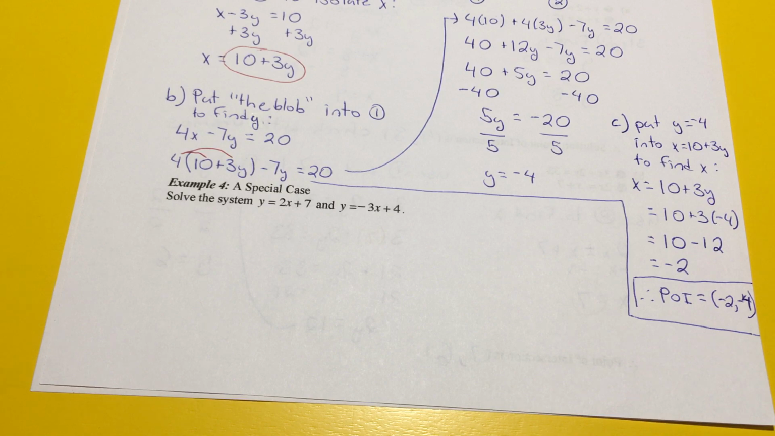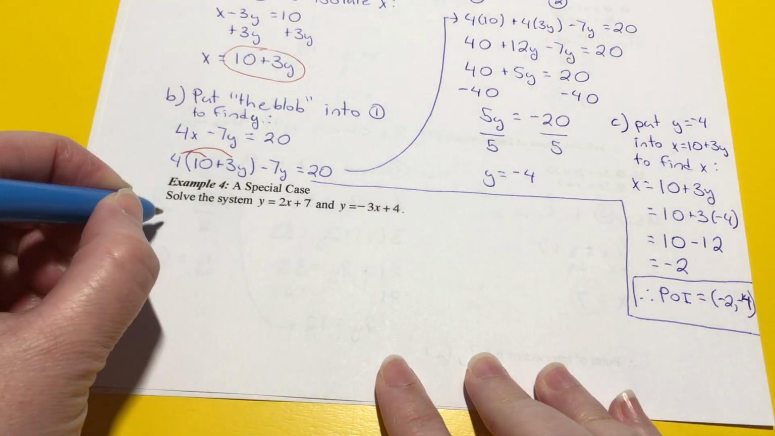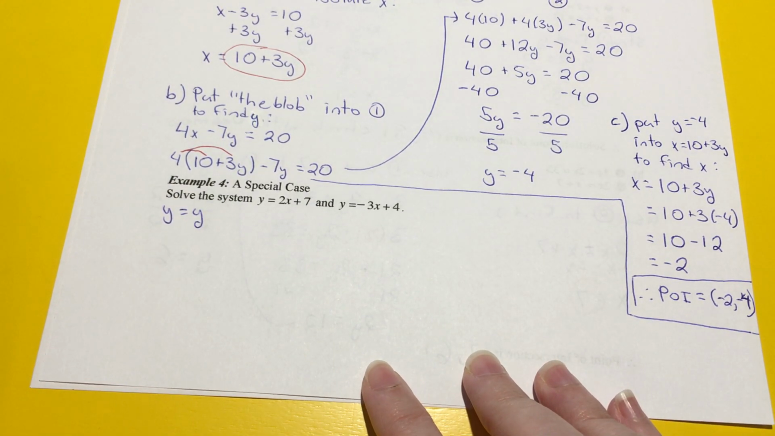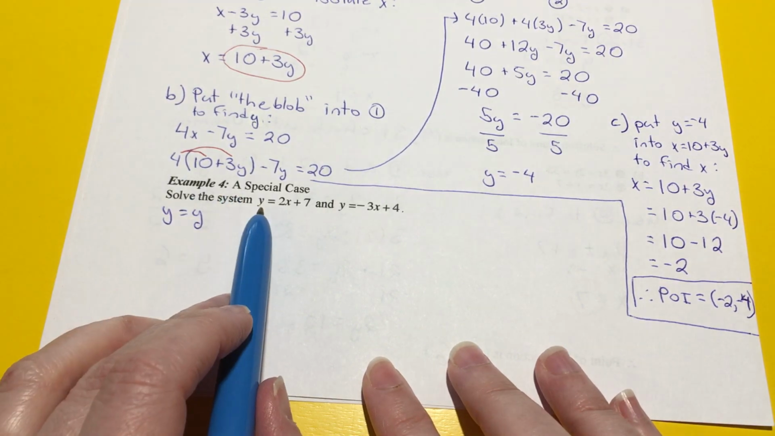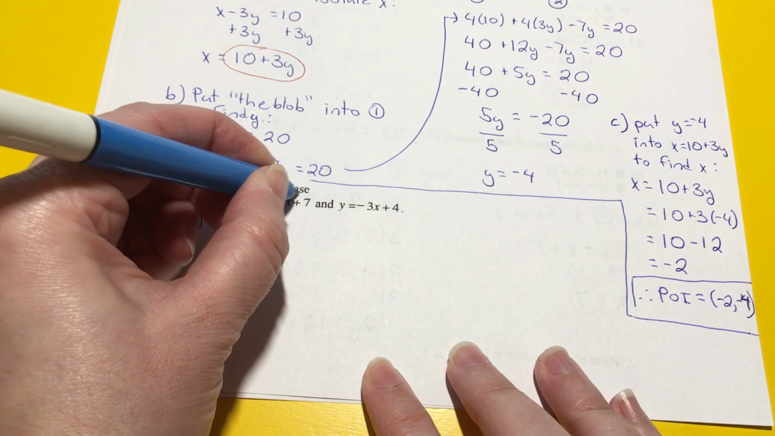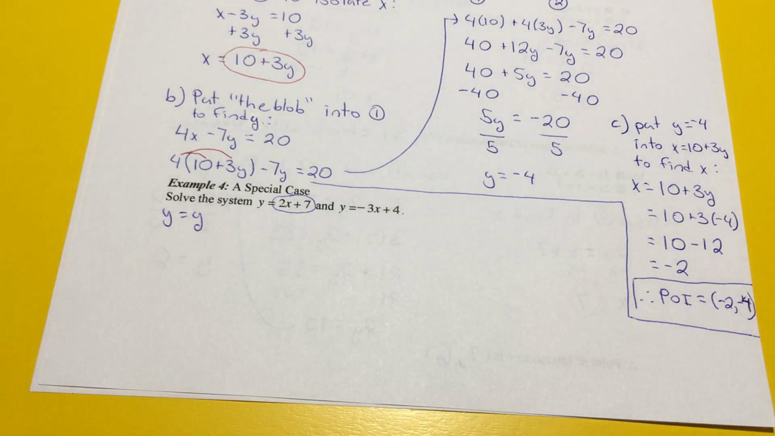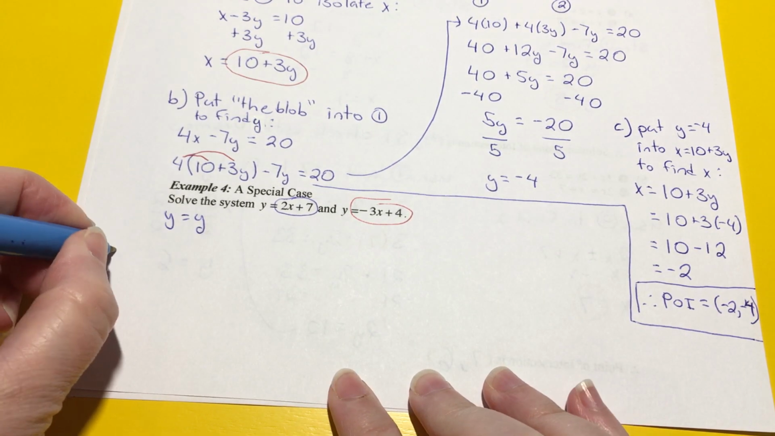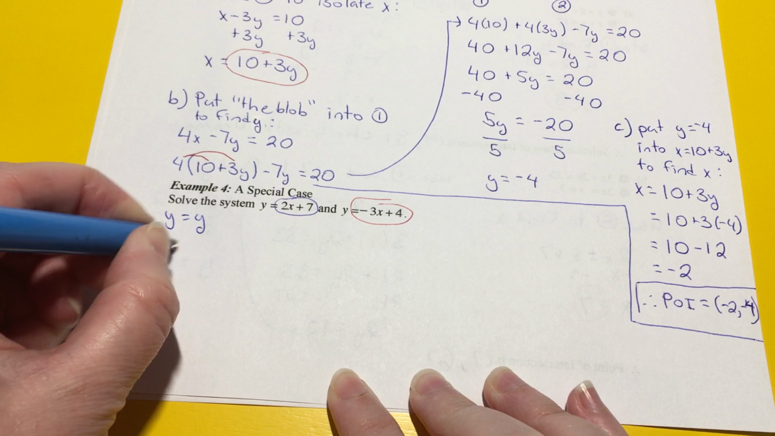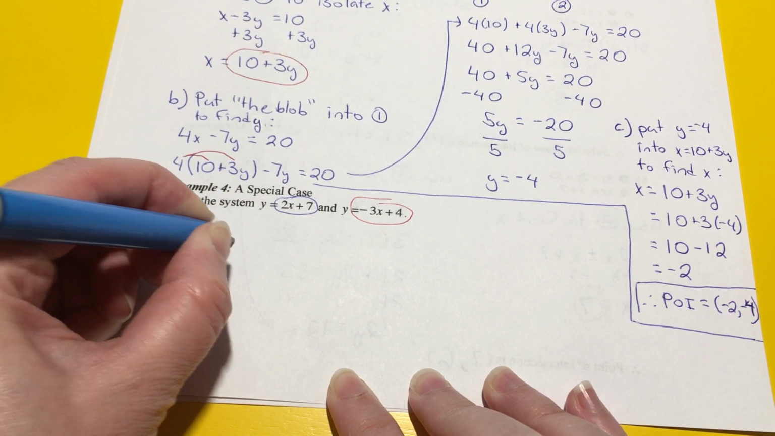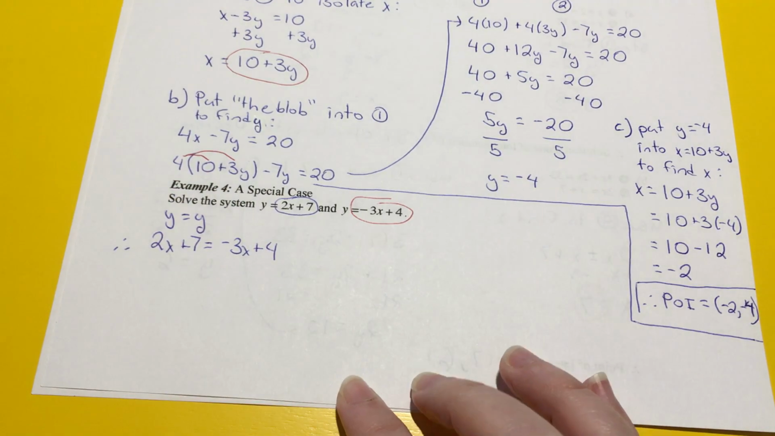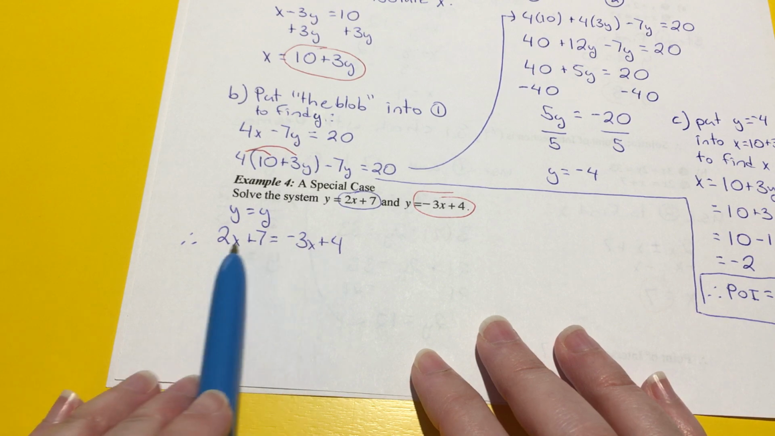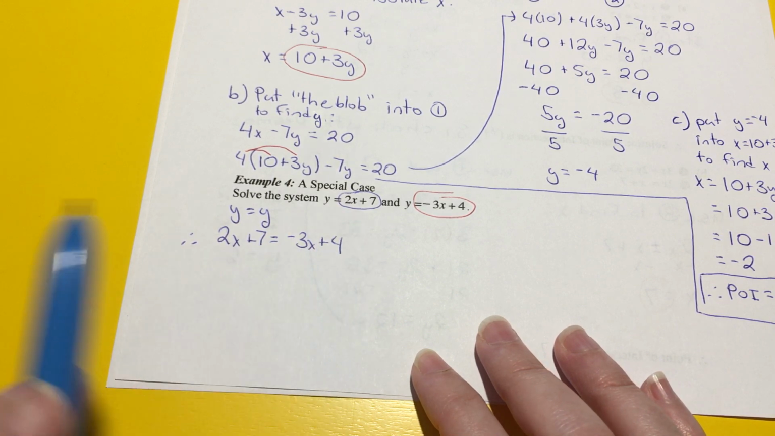So because we have y equals and y equals, well, guess what? y has to equal y. So because y equals y, I can write blob number 1 and blob number 2 are equal to each other. So we can write 2x plus 7 equals -3x plus 4. And now, look, this equation just has x's in it. So we can use this equation to solve for x.